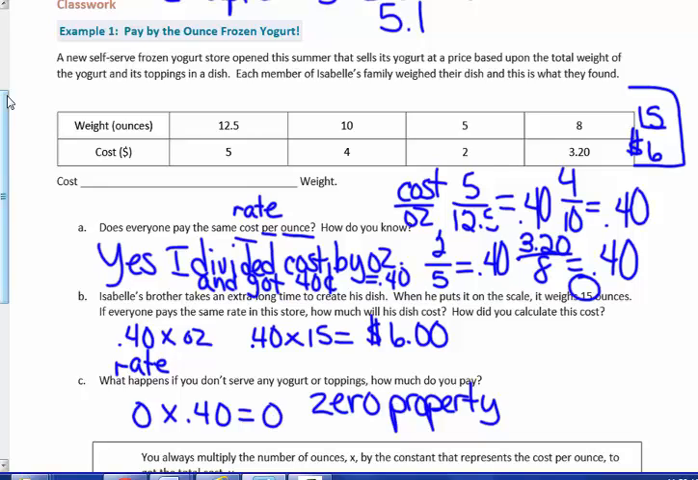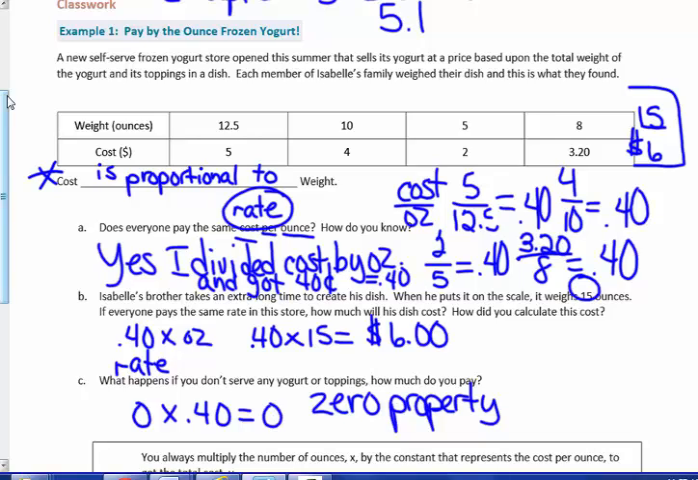So I know the cost when I come up with the exact same rate every time: 40 cents, 40 cents, 40 cents, 40 cents. When I come up with the same rate every time, the cost is proportional to the weight. That's the idea of proportional relationships, which is the name of this lesson.